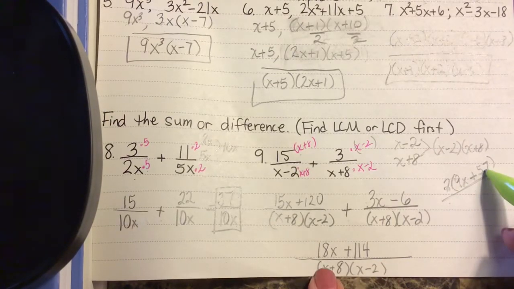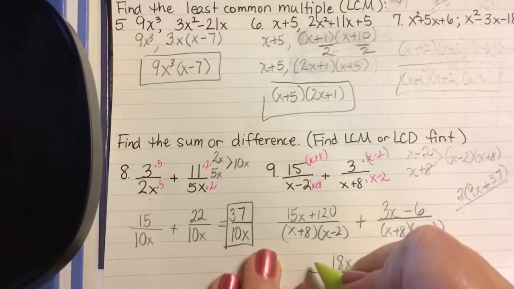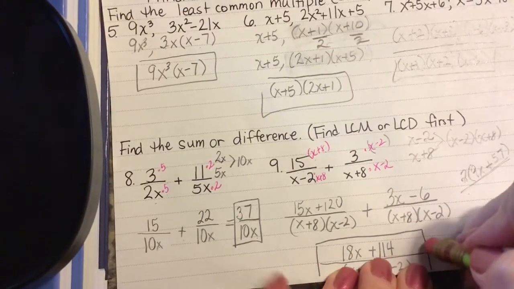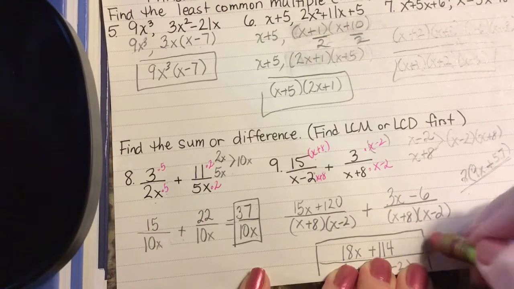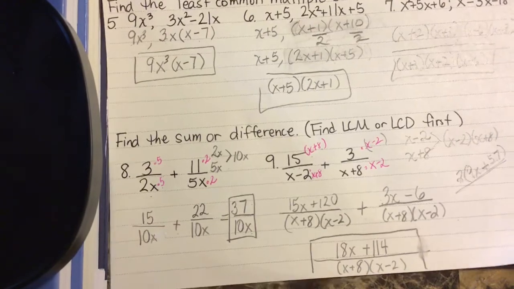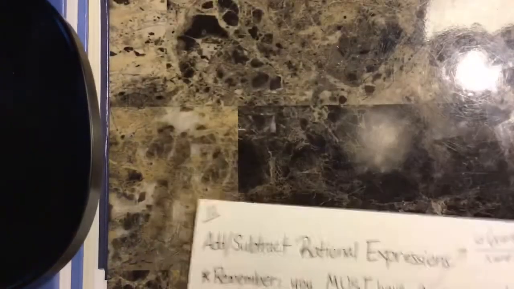9x plus 57, are those the same? No. So then I can just leave this fraction alone. I don't have to. When you're adding and subtracting, you do not have to factor the numerator. You may leave it just as 18x plus 114. Let's move on to question 10.